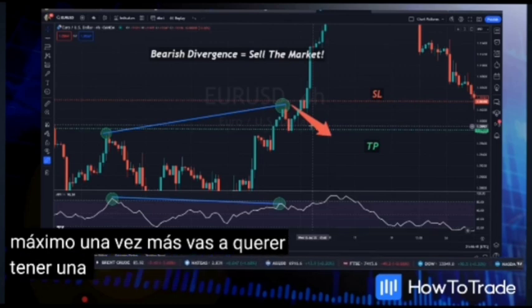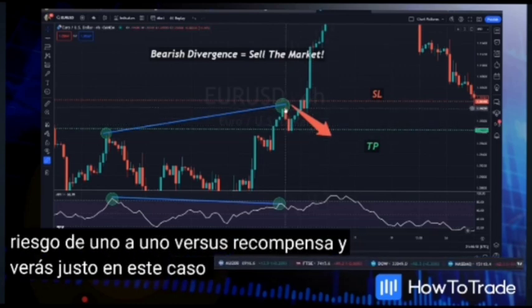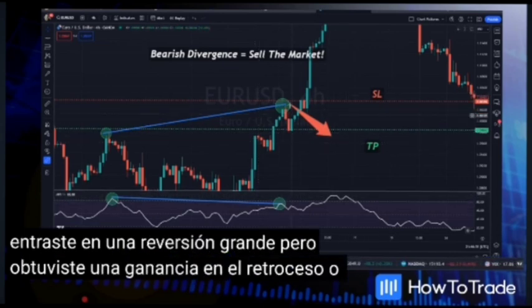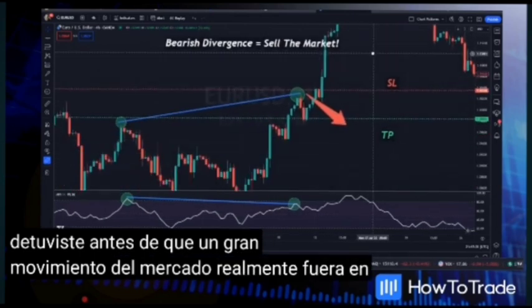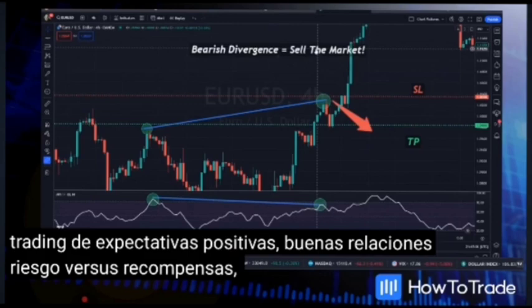Once again, you're going to want to have a positive expectancy, at least a 1-to-1 risk versus reward. And you'll see, right, in this instance, you didn't get in on a big time reversal, but you either got a profit on a pullback or you stopped yourself out before a big time market move really ran against you. So that's the name of the game with trading: positive expectancy trades, good risk versus reward.